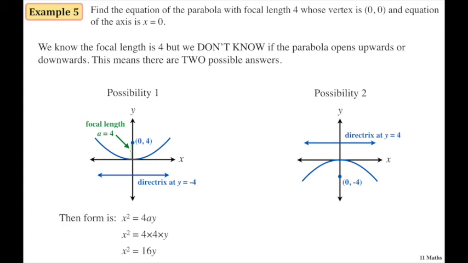However, if the parabola opened downwards, we'd actually have our focus underneath (0, 0), as we can see in our diagram. The focal length would still be 4, it's a length, but the form is x squared equals minus 4ay because it opens downwards, which would become x squared equals minus 16y when we plug in our value of a.